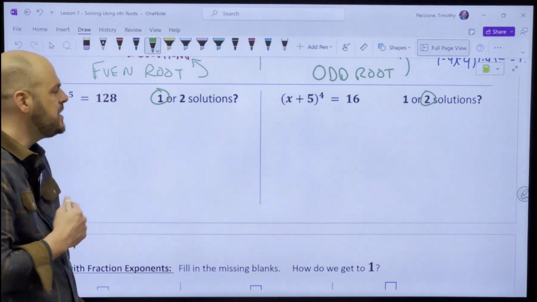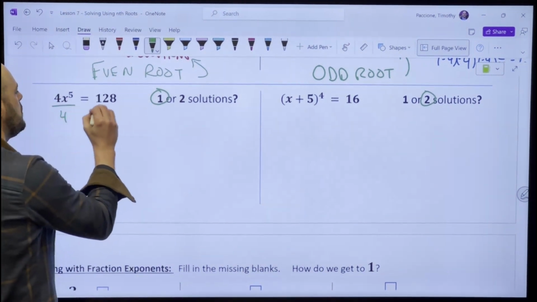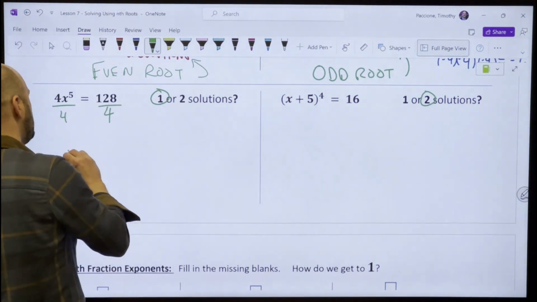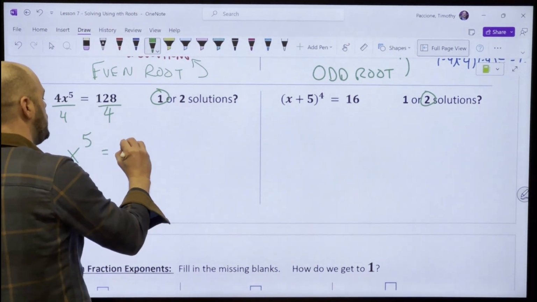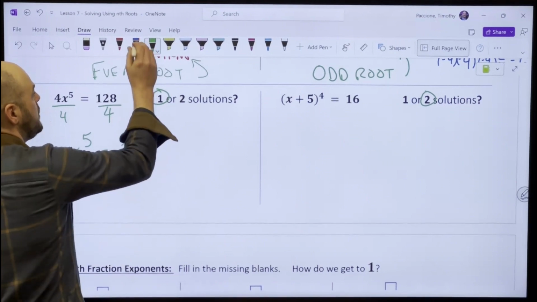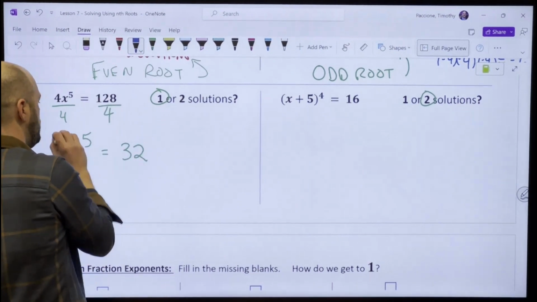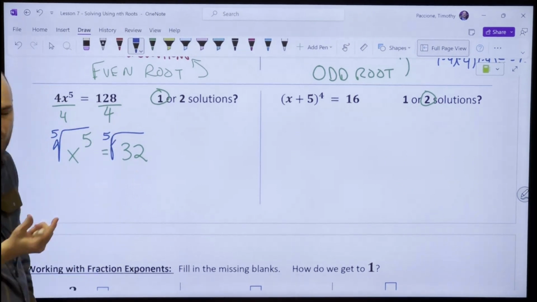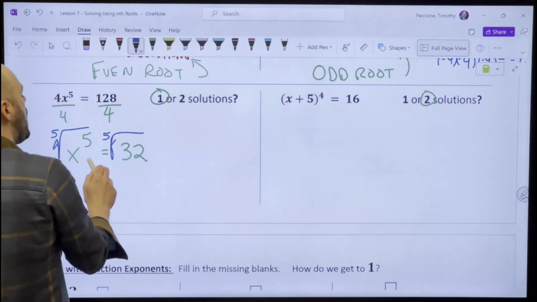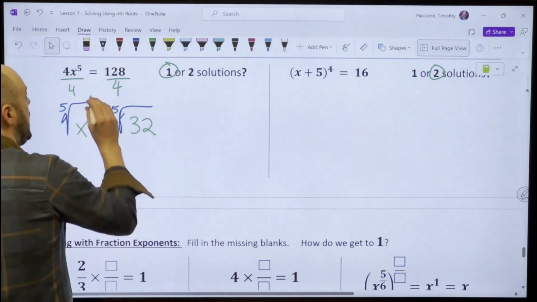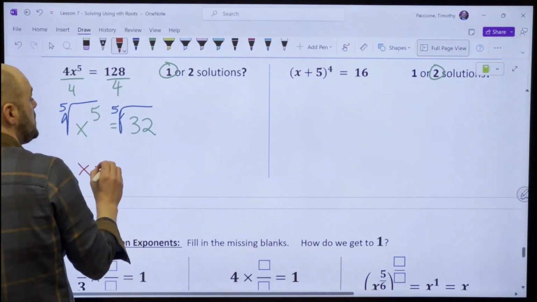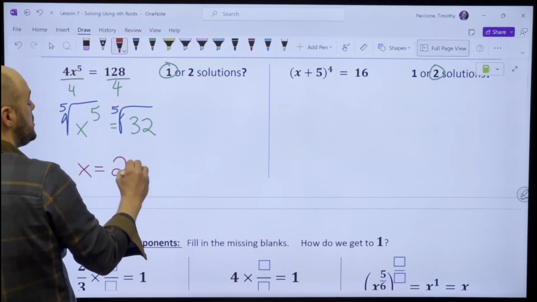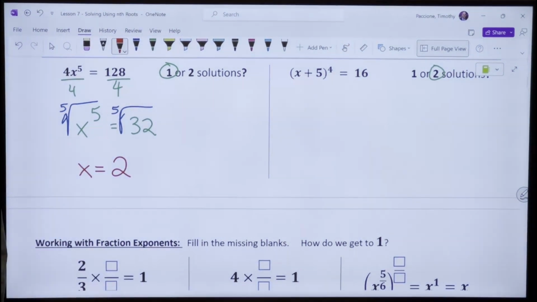What is 128 divided by 4? Did I mess up the number here? It's 32, yeah. So I have x to the 5th equals 32. And now I would say, okay, I take the 5th root, or x to the 1/5. I should have been consistent with that. And then that gives me x equals 2, because negative would give me a negative 32.